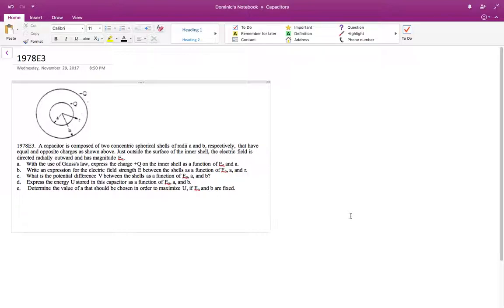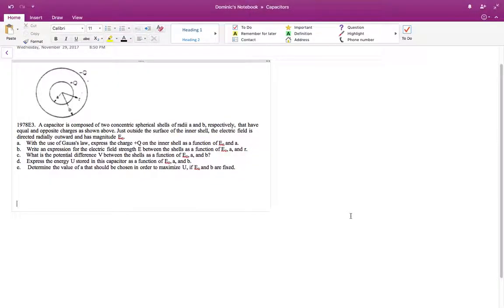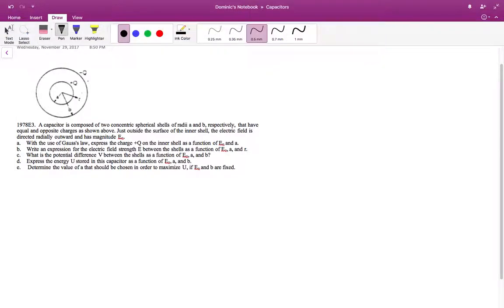Just outside the surface of the inner shell, the electric field is directly radially outward and has magnitude of E naught. So part A, with the use of Gauss's law, we want to express the charge Q on the inner shell as a function of E naught and A, where E naught is the electric field right on the surface. Okay, so setting up Gauss's law for part A.